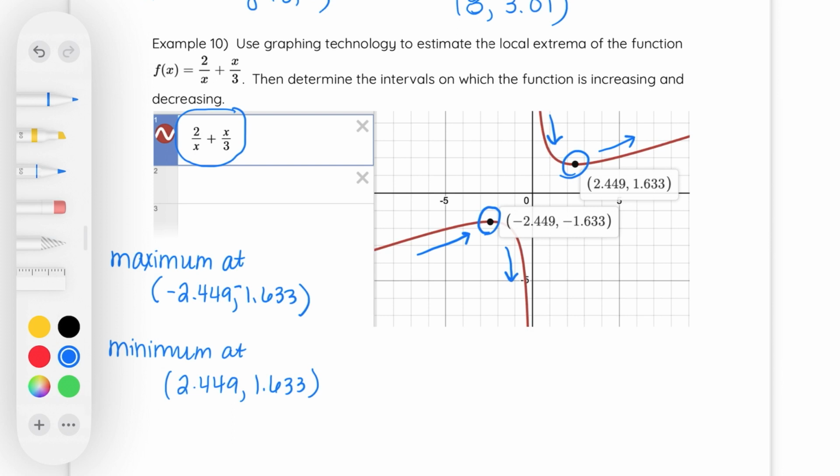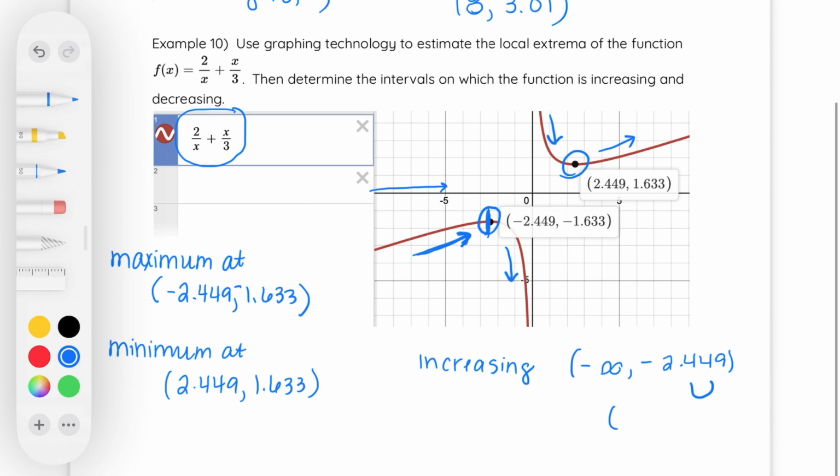Now it's asking us to determine where we're increasing and decreasing. So I have two places where I'm increasing. On the left here, I'm increasing from negative infinity all the way until I hit that maximum. I'm going to say union. I'm going to hop over, and now I have to start at this minimum, and then I'm increasing again from that x value, 2.449, to positive infinity.